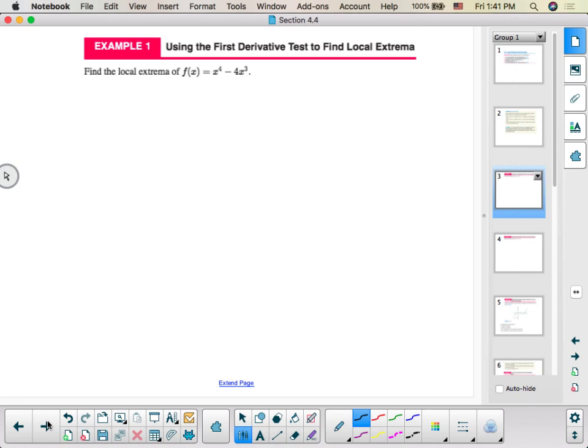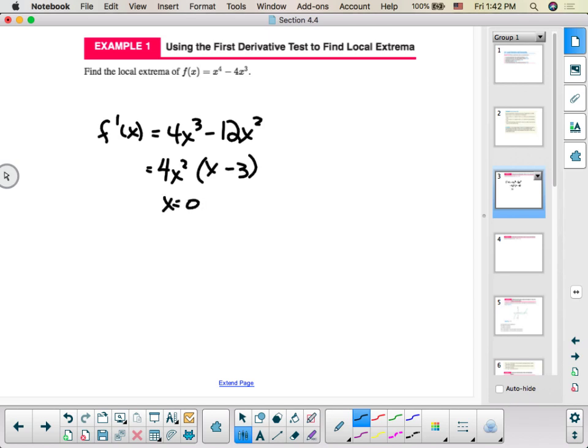So here, to find the local extrema, we're going to take the derivative. And so here we get the derivative is 4x to the third minus 12x squared. Take out a 4x squared, and we're left with x minus 3. So we have critical numbers at x equals 0 and x equals 3. Make our sign chart.